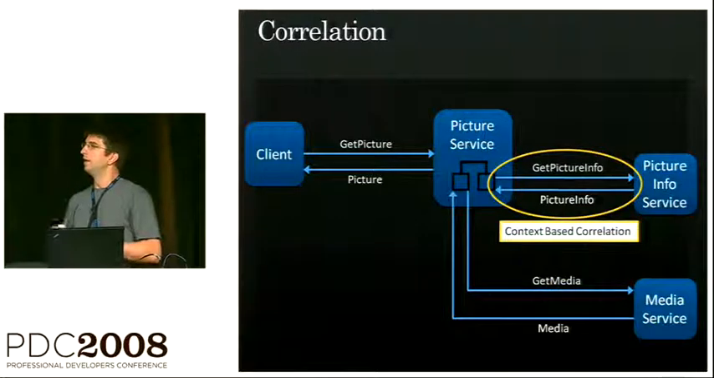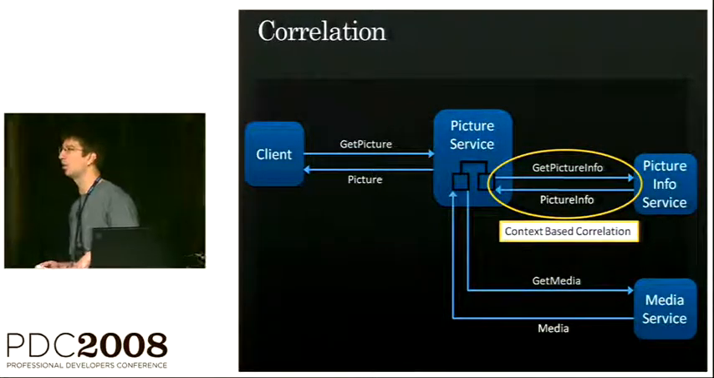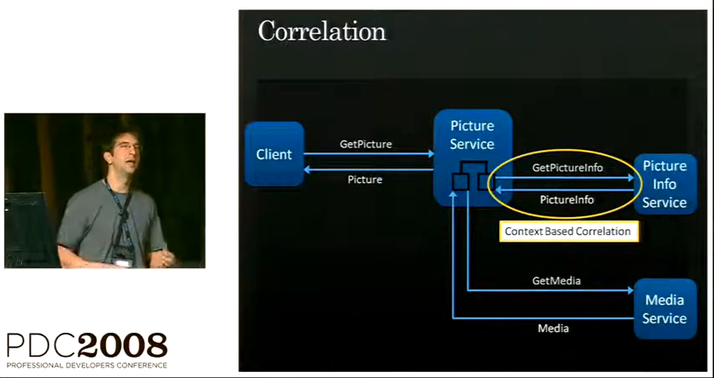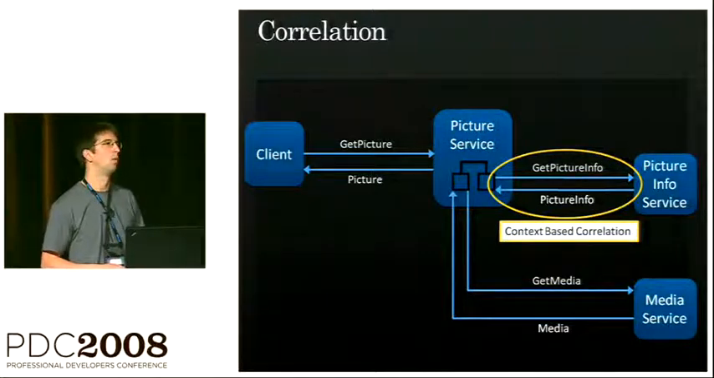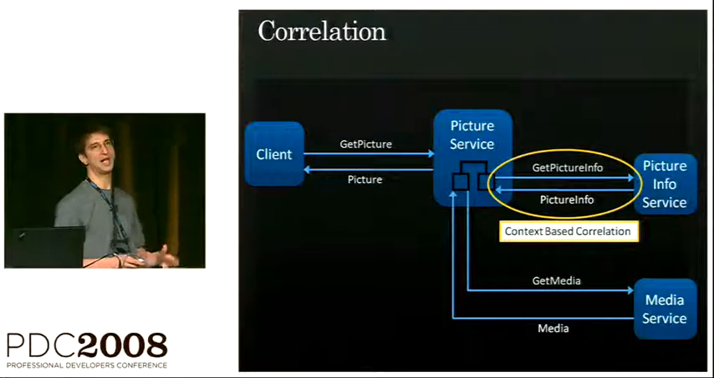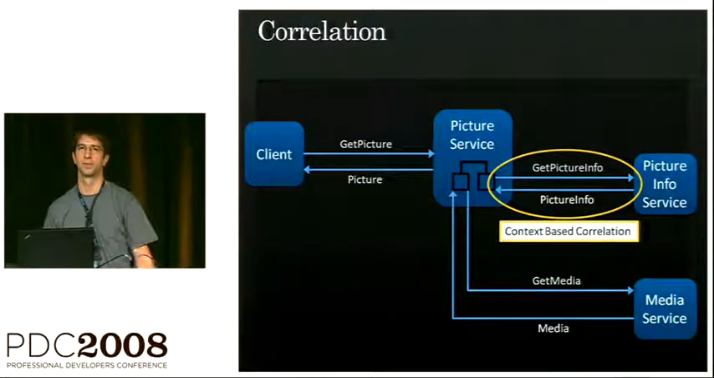First, between the picture service and the picture info service, we're using context-based correlation. In the 4.0 time frame, the context protocol has been augmented to work over one-way channels, over datagram channels. So a client can attach a callback context that the server can use to reestablish context with the client.